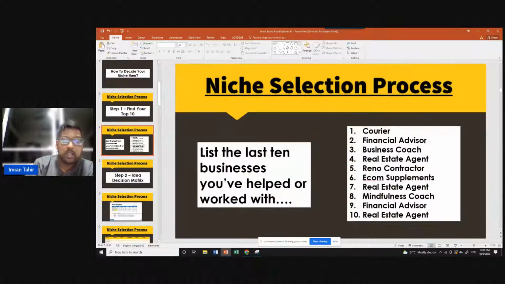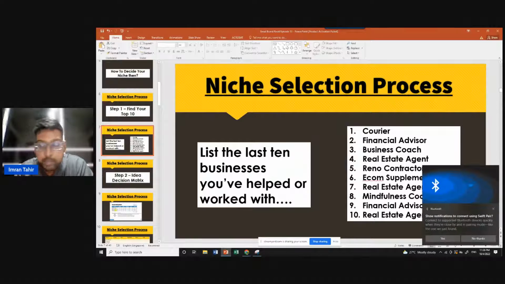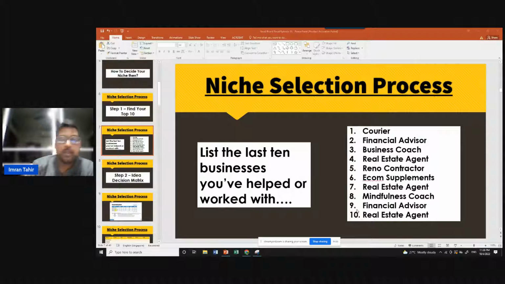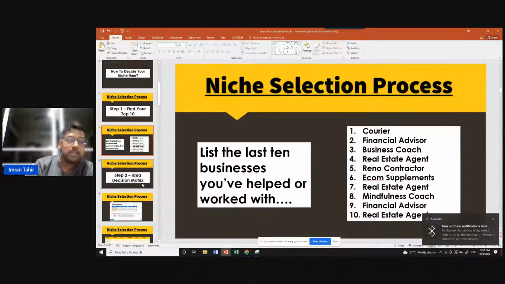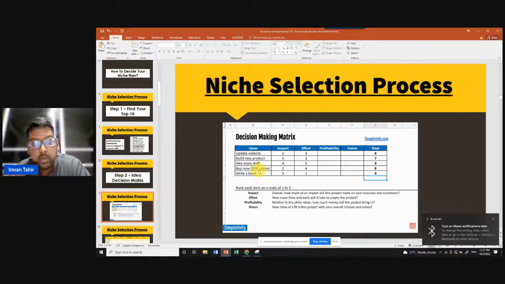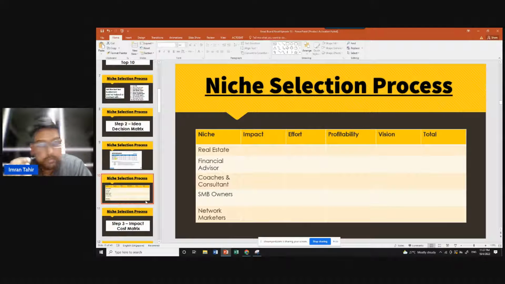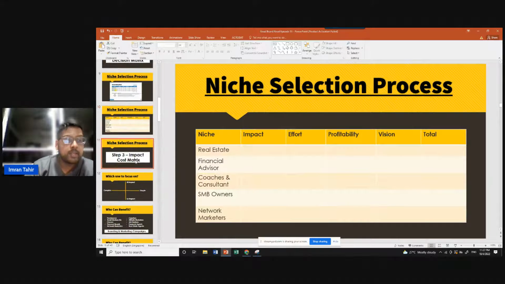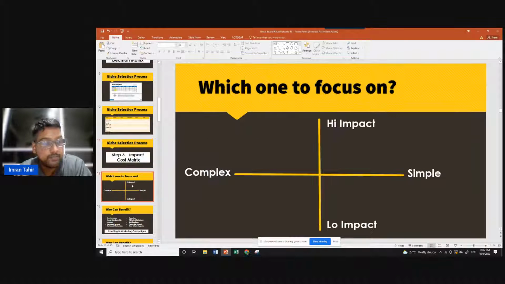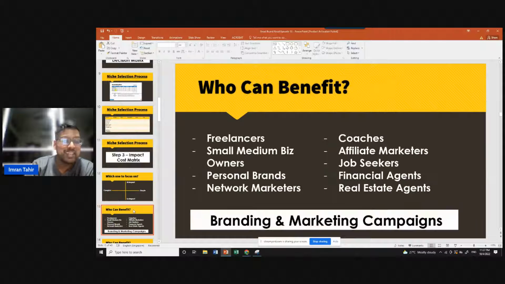There were other steps as well. I needed to look at who the past people I used to work with were, and they were mostly real estate agents. I did my decision matrix to see which group was the most profitable, most impactful, and easiest to work with, and the conclusion was real estate agents as well. Using an impact, cost, and simplicity matrix, we shortlisted real estate financial advisors and also small medium business owners. These are the people who can benefit from my skill set.